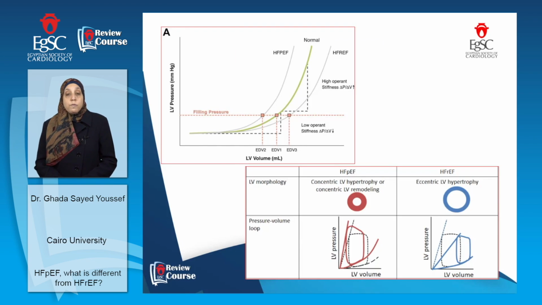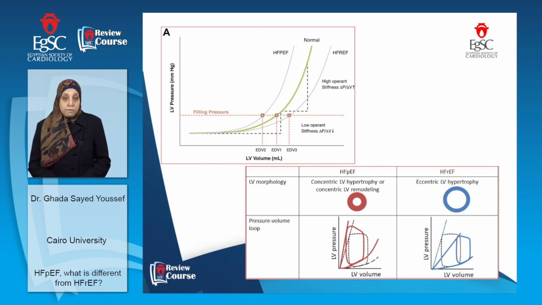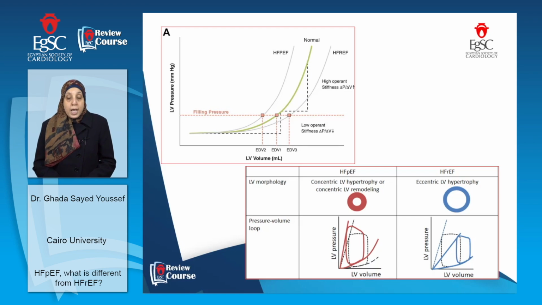This is a zoom in of the end diastolic volumes and the pressure in patients with heart failure with reduced versus preserved ejection fraction. The upper panel shows that at a certain left ventricular end diastolic volume, the pressure in patients with HFpEF is higher than in patients with HFrEF. While at a certain filling pressure, the volume is higher in patients with HFrEF. So simply you can say that patients with HFpEF have their pressure volume curves shifted to the left, while patients with HFrEF have their pressure volume curves shifted to the right.